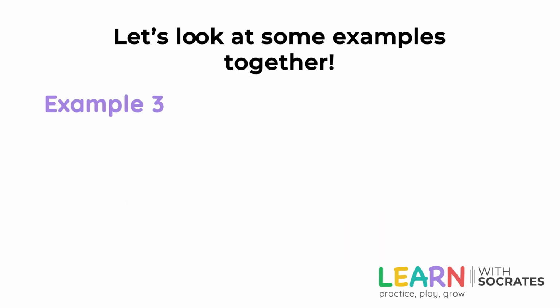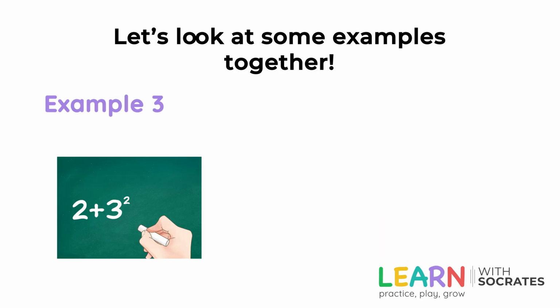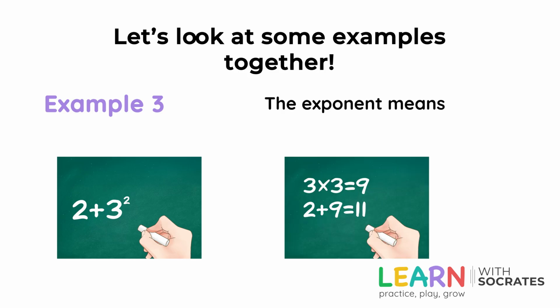Example 3. Let's try one with an exponent, 2 plus 3 squared. The exponent means 3 times 3, which equals 9. Now add 2 plus 9 equals 11.